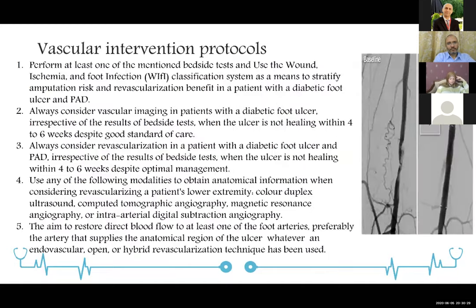The vascular intervention protocol: perform at least one of the mentioned bedside tests and use the wound, ischemia, and foot infection classification system as a means to stratify the amputation risk and revascularization benefit in patients with diabetic foot ulcer and peripheral arterial disease. Always consider vascular imaging in patients with diabetic foot ulcer, irrespective of the result of bedside tests, when the ulcer is not healing within 4 to 6 weeks despite good standard of care.